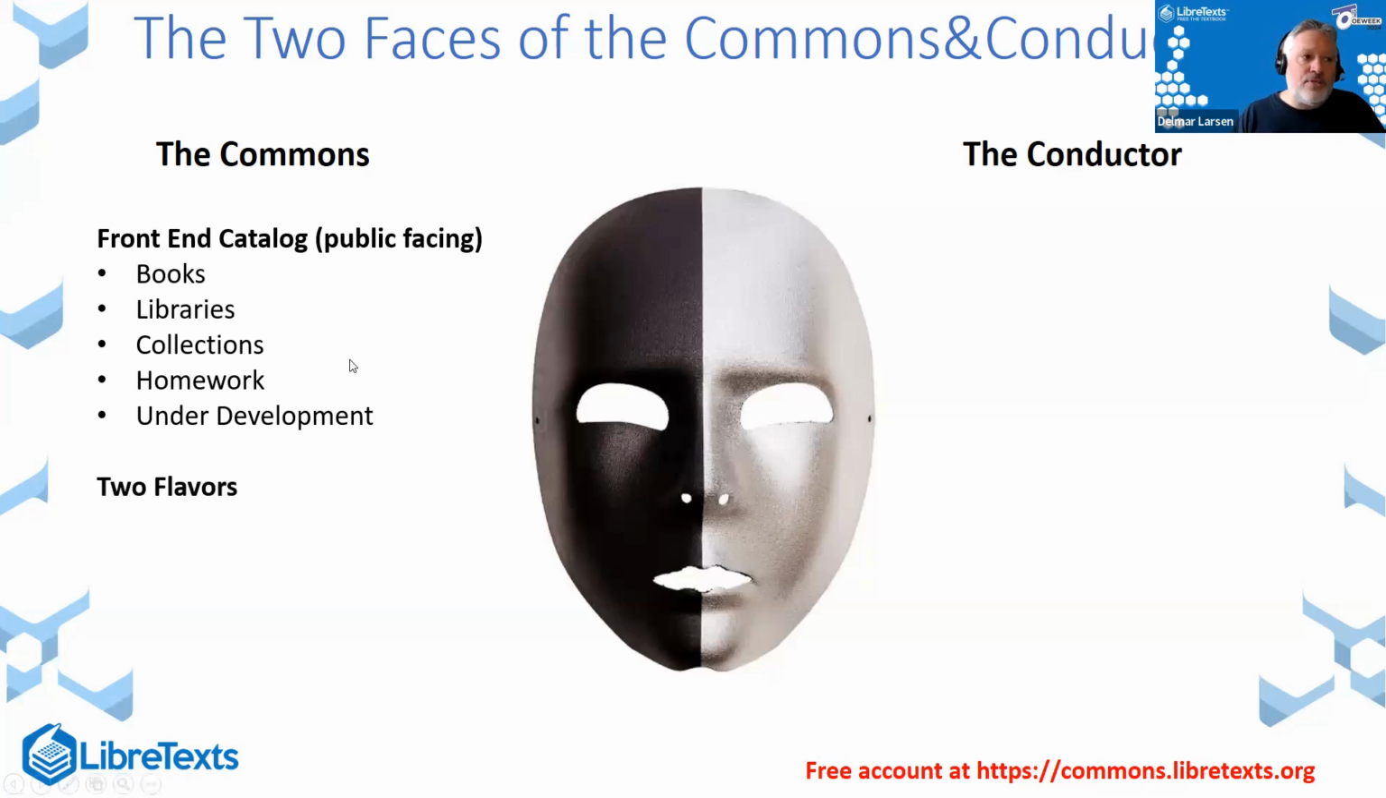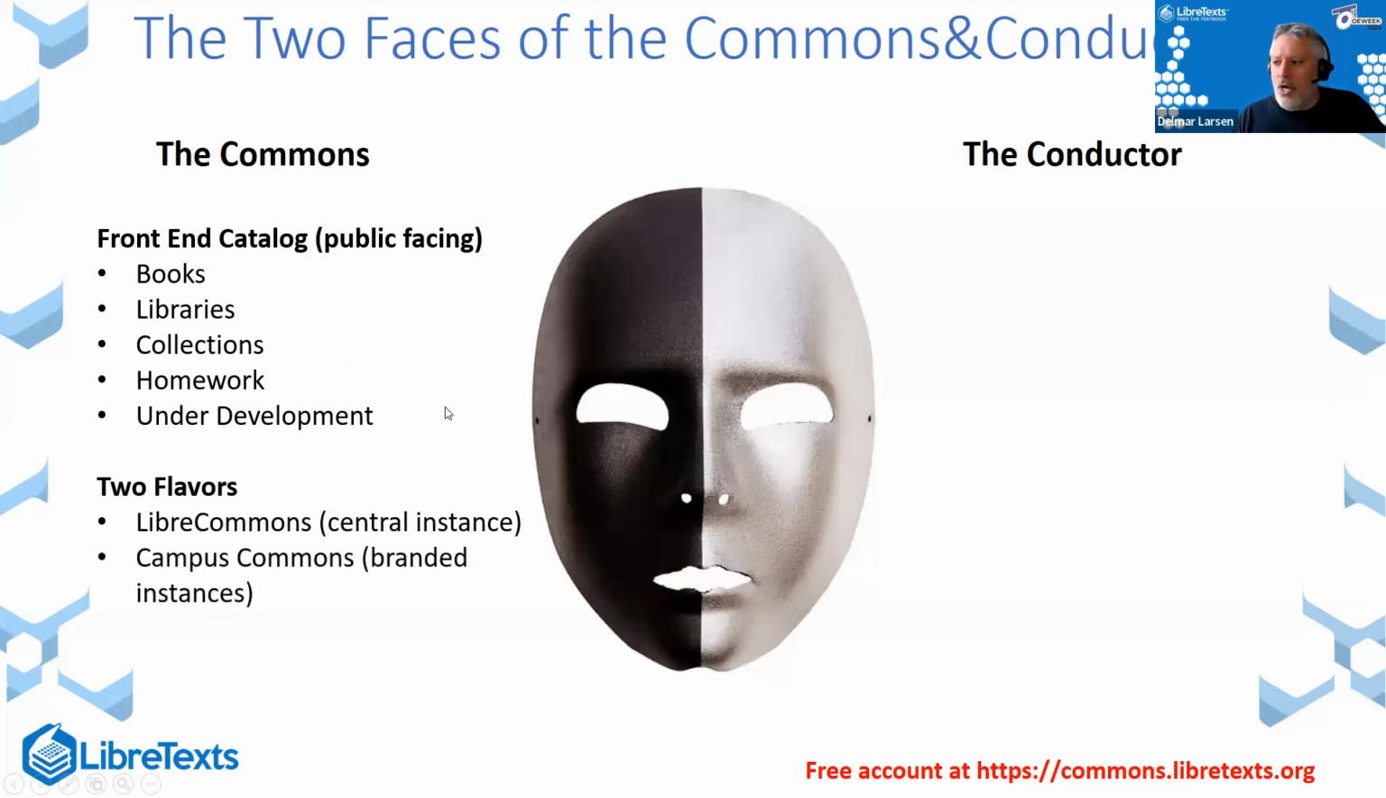We have two flavors of the Commons. One is the Libre Commons, which is the term we're using for our central instance. We just call it Commons nowadays. The other is the Campus Commons, which is a Commons dedicated to a specific campus, and each LibreNet member gets their own Campus Commons. So you can think of it as a catalog for that campus. But it's a catalog that's more than just homework. It's a catalog for assets and other components. I can show you a snapshot of it in a moment.